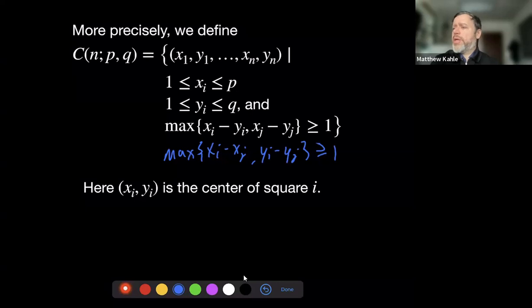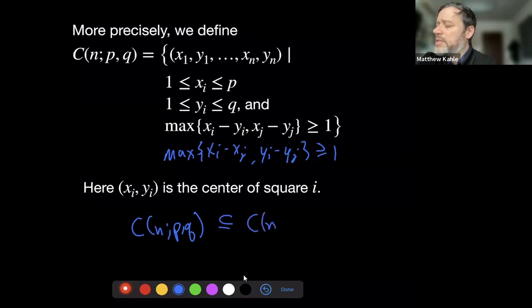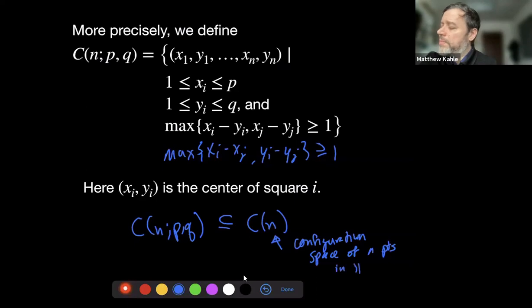Another point that I sometimes spend more time on, but won't talk much about today, is that CnPQ is a subspace of Cn, which I might use for notation. This is just the configuration space of n points in the plane. So the configuration space of n points in the plane is just x1, y1 up to xn, yn. Those just have to be real numbers, and the only condition is that xi, yi is not equal to xj, yj whenever i is different from j.